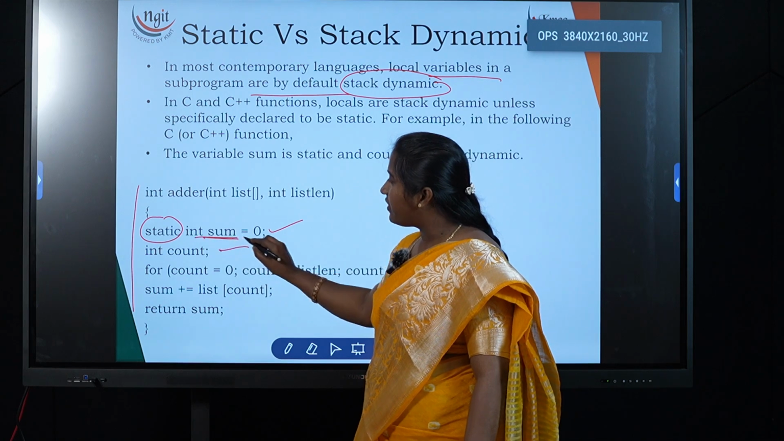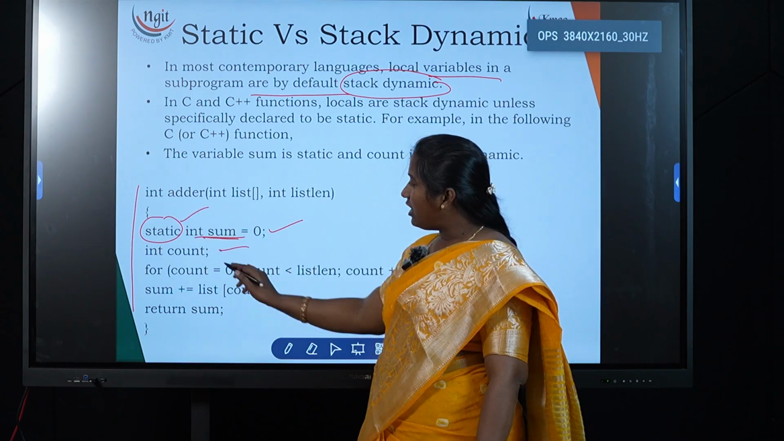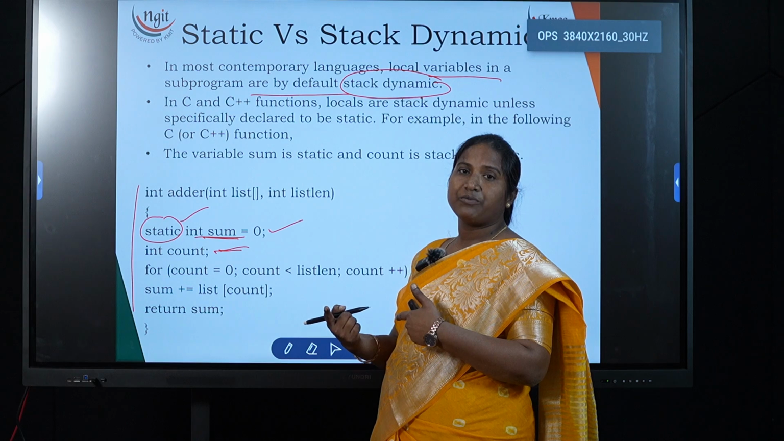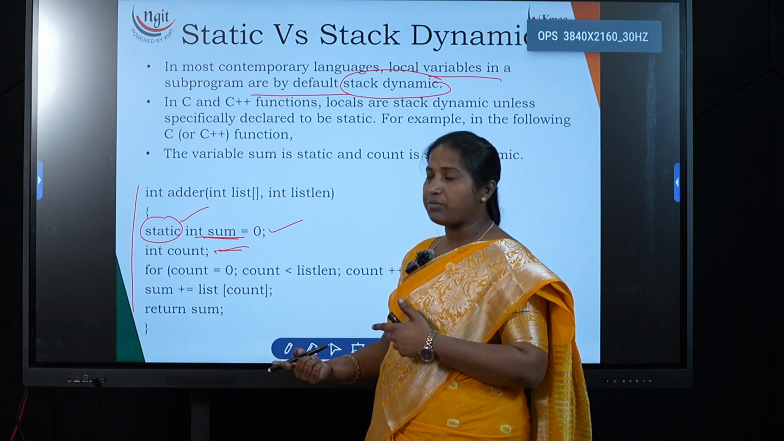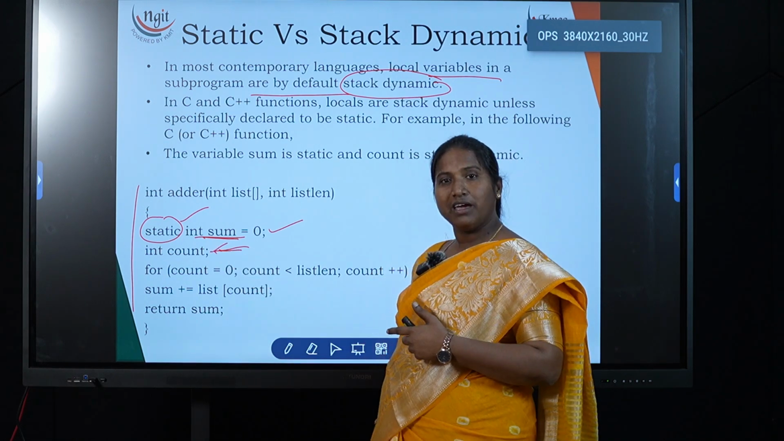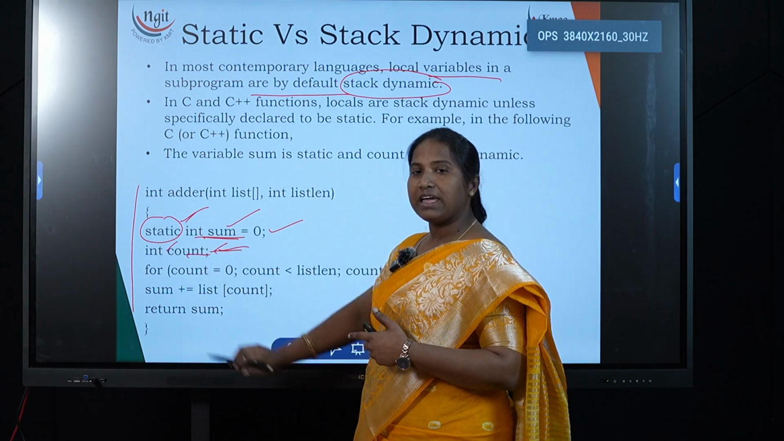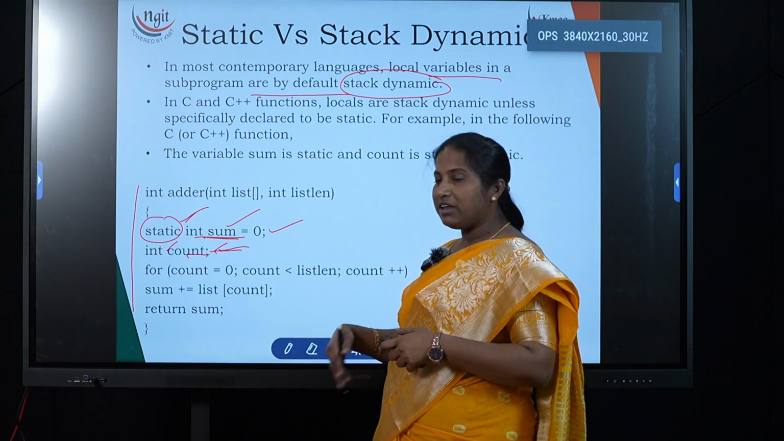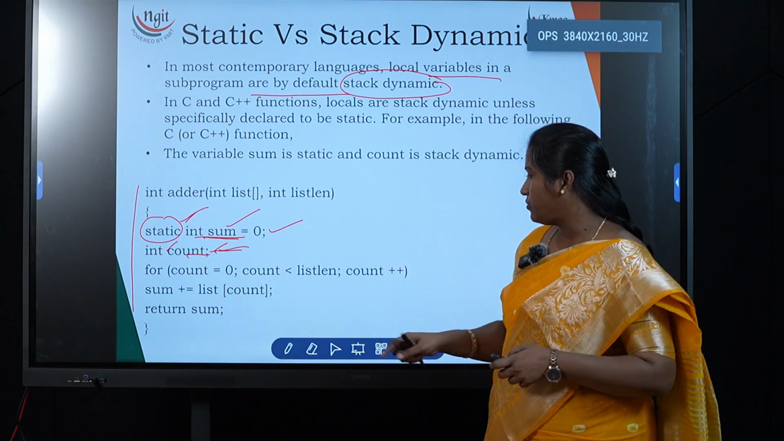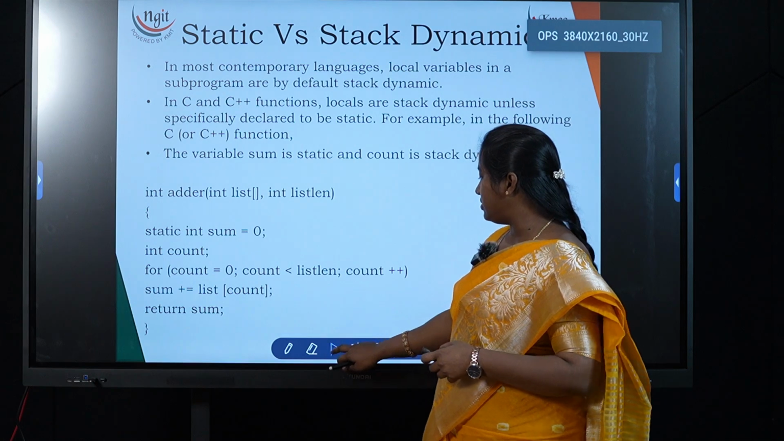So the value which is fixed is called static. The value which always keeps changing, due to the updations or due to the user supply, is what? Stack dynamic. Now sum is what? Static. Count is what? Stack dynamic. So the value will always get updated from the user or due to the updations.